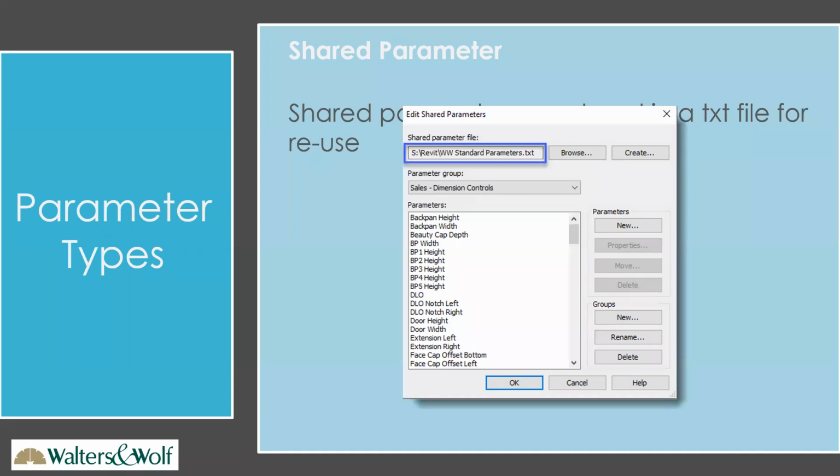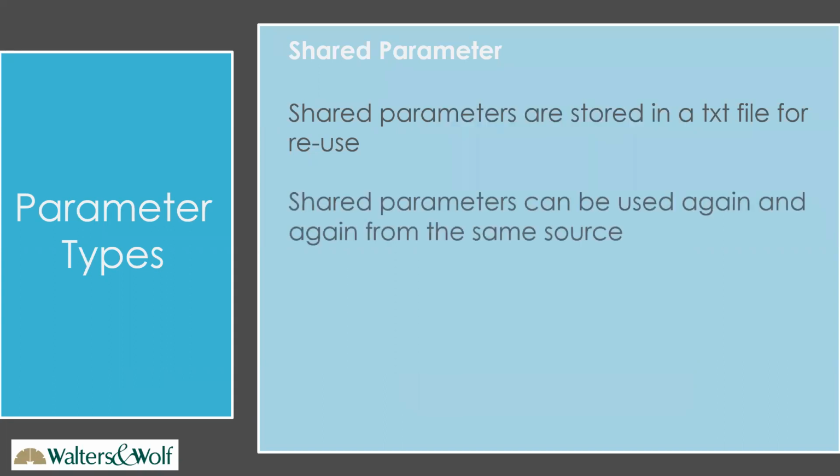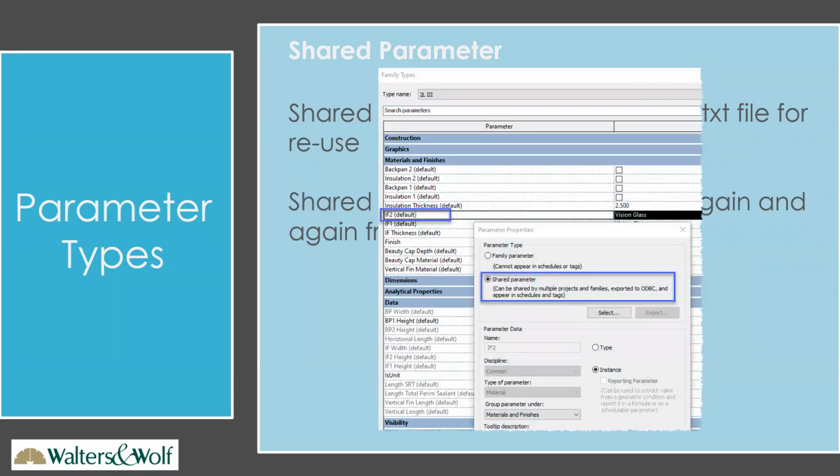So we've got all kinds of stuff in here for sales and for takeoff. All the Walters and Wolf shared parameters live in this file. They can be used again and again, as I've already said. So here I'm adding that IF2 parameter from the shared parameter folder or file location, and the path to that gets set up in your project.